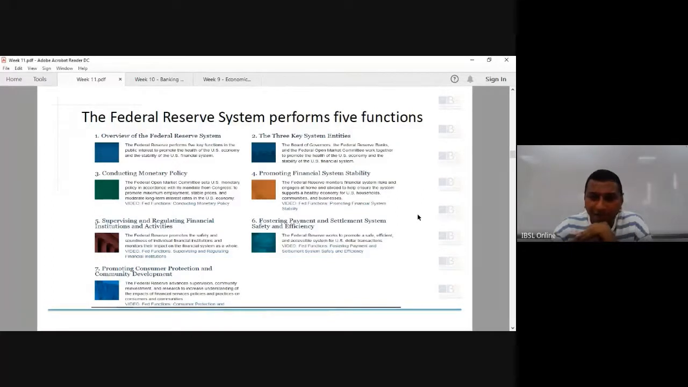They monitor the financial system risks and engage at home and abroad to help ensure the system supports a healthy economy for US households, communities, and businesses. So they make sure the financial system supports their citizens, both within the country and outside the US, as one of their key functions. And they also look at supervising and regulating financial institutions and activities.